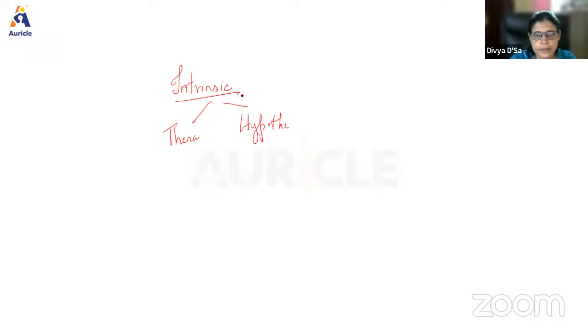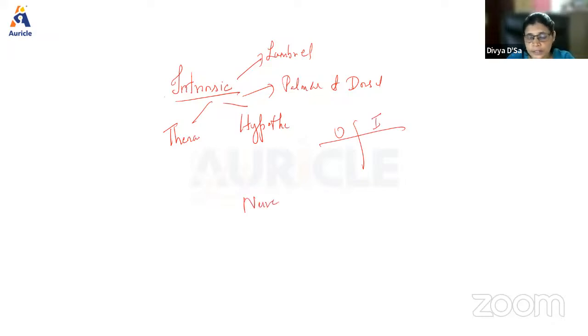Okay, then we have the palmar and dorsal interosseous muscles, and we have the lumbricals. So you talk about their origin and insertion, you give the origin and the insertion of all the muscles. Then the nerve supply. Nerve supply is all by the deep branch of the ulnar nerve, except for the thenar muscles, which are supplied by the median nerve. And you have to talk about their actions.